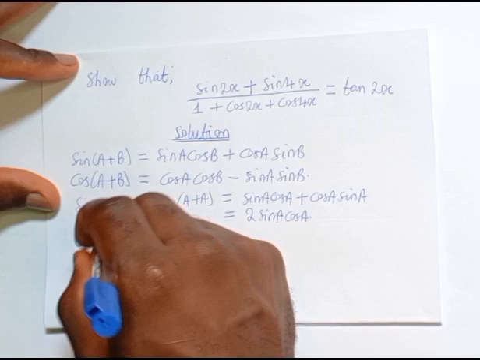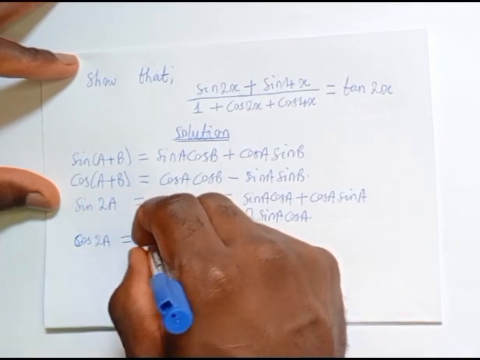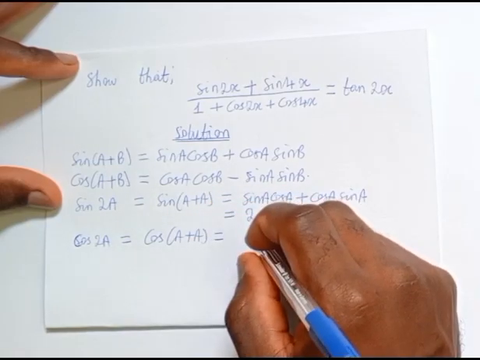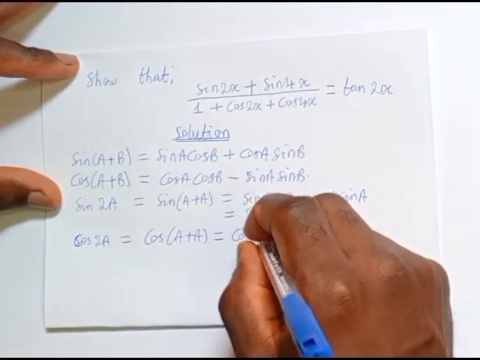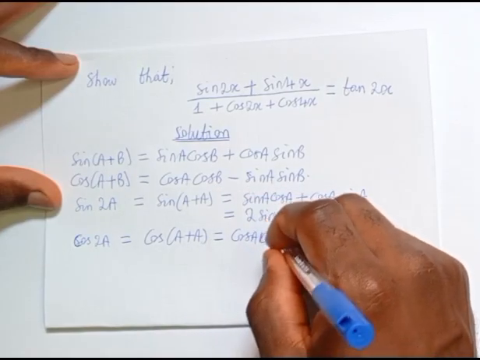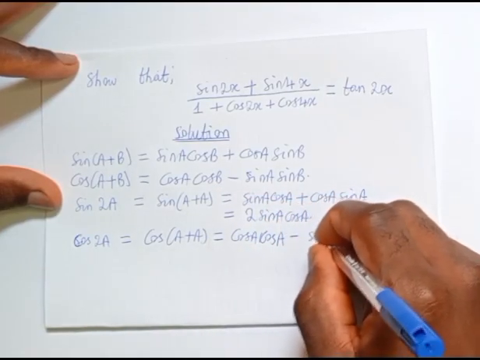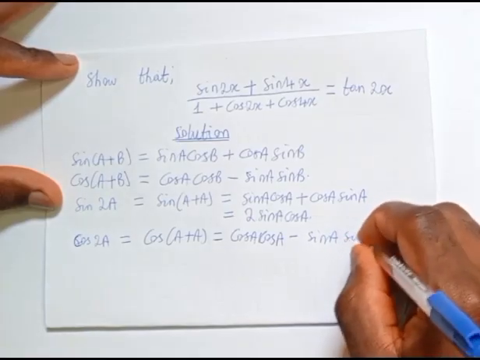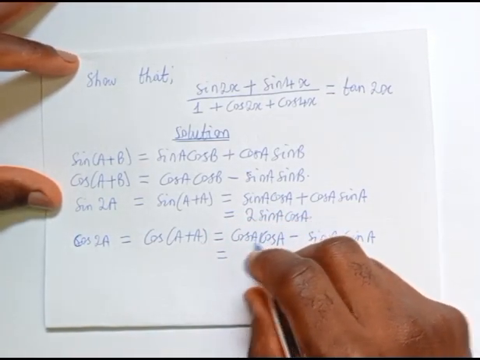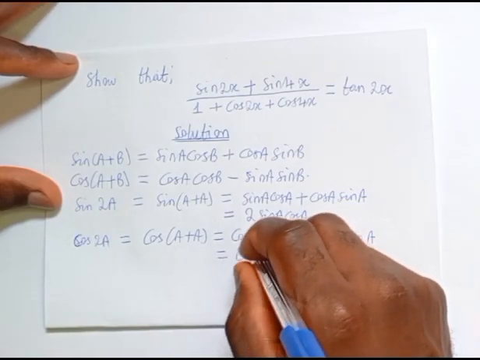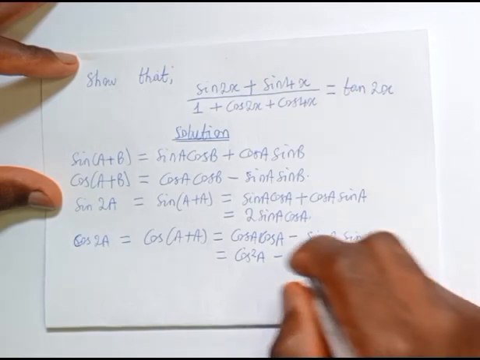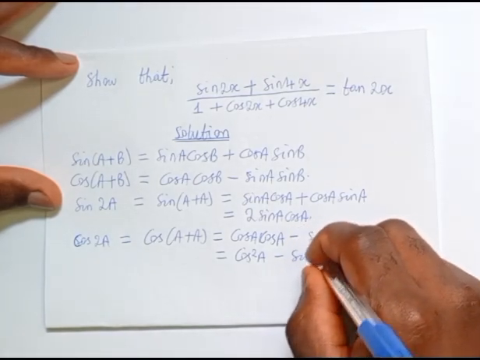The cos of 2A is simply equal to the cos of A plus A, which is equal to cos A cos B minus sine A sine B. We are going to replace B with A. And this will be equal to cos A times cos A gives us cos squared A minus sine A times sine A gives us sine squared A.